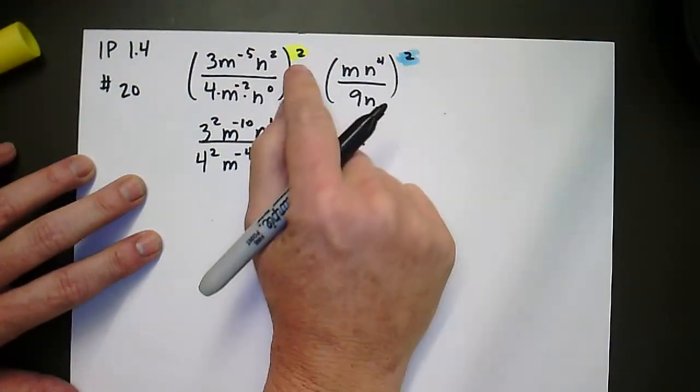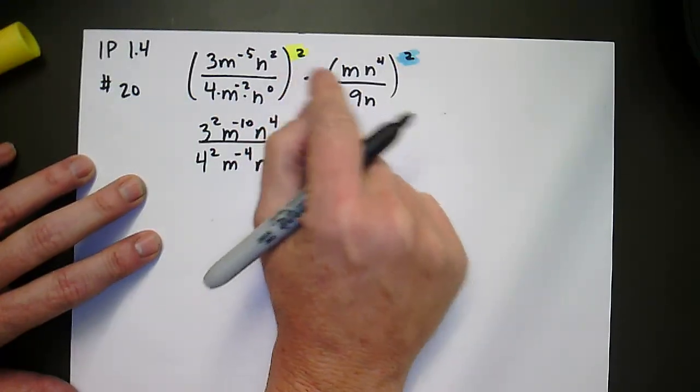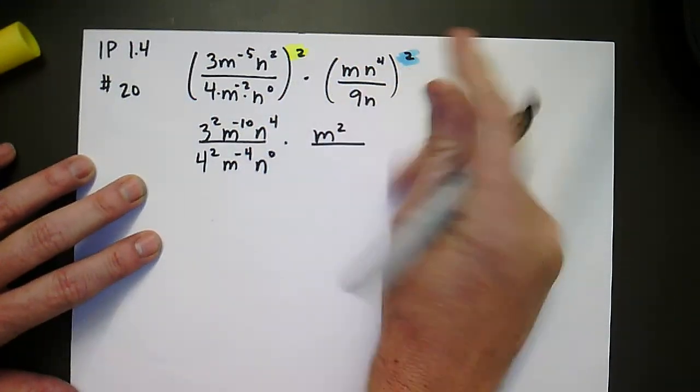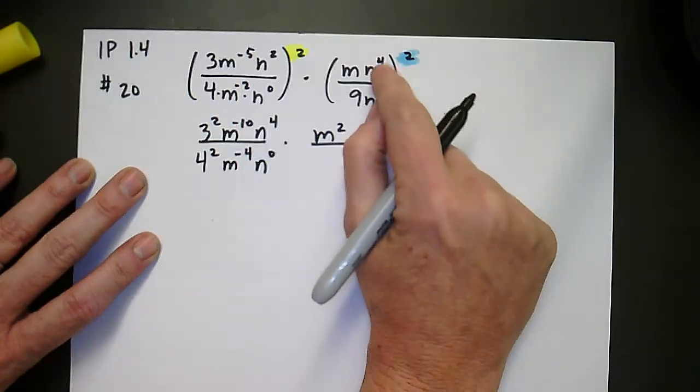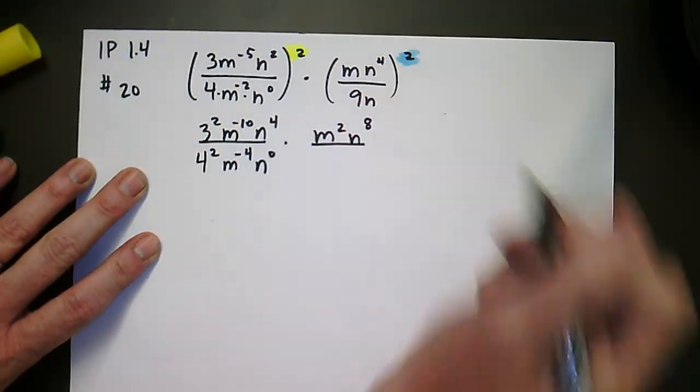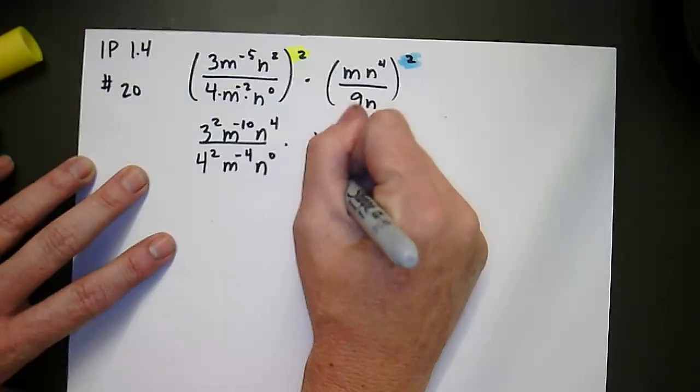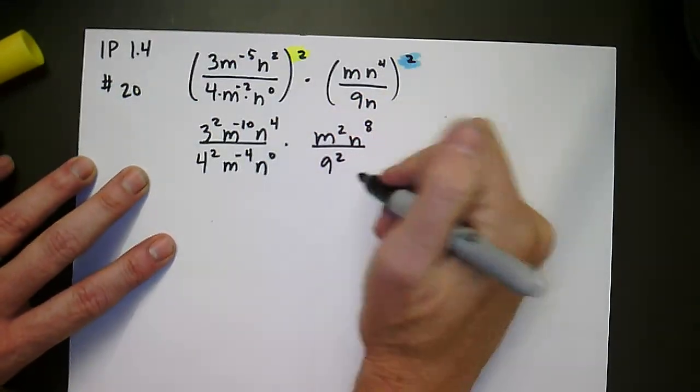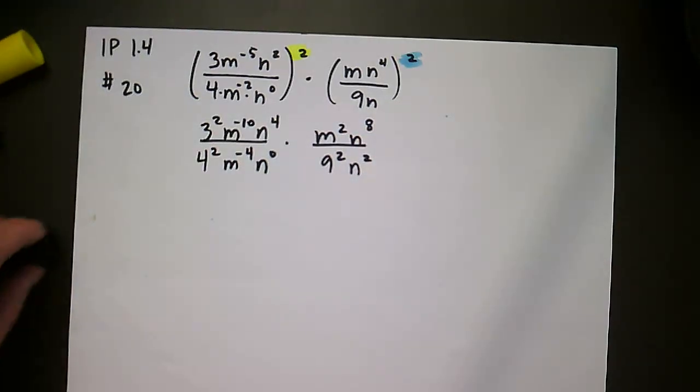Okay, everything over here is also getting squared. It's kind of a coincidence they did the same. Normally I feel like they would be different exponents, but it's okay. M to the second power, n to the fourth squared, so 4 times 2, n to the 8. 9 squared, n squared. Everything raised to the second power.